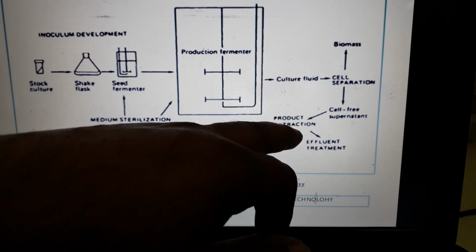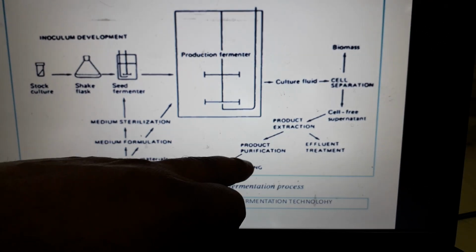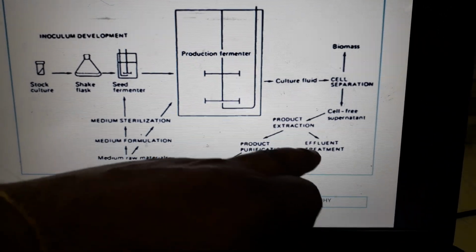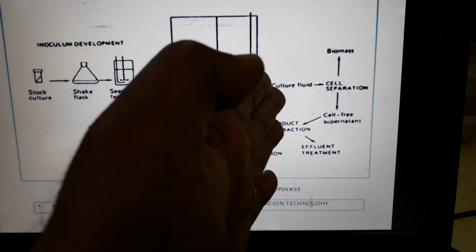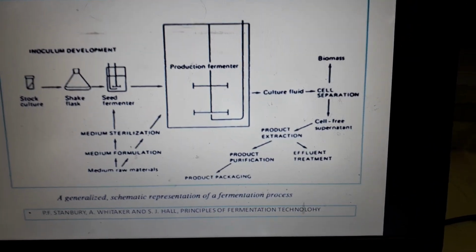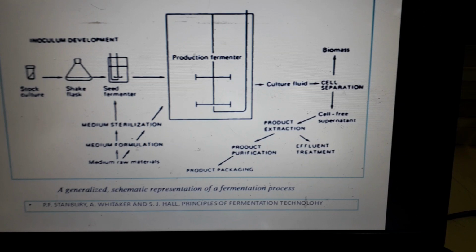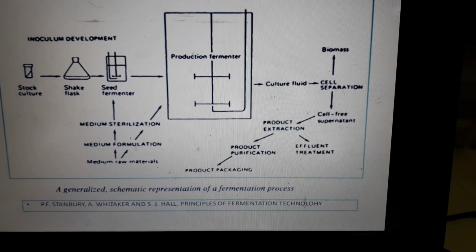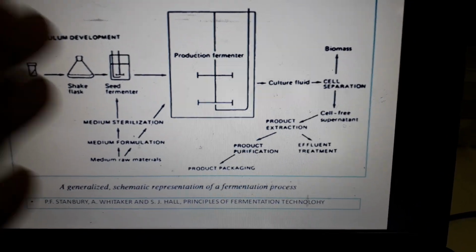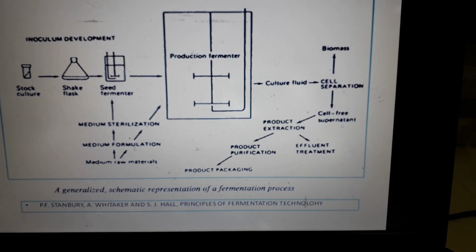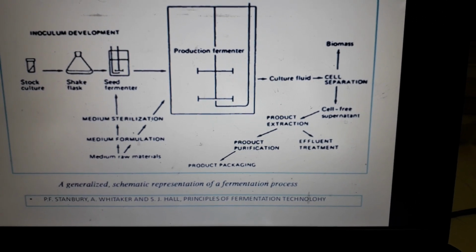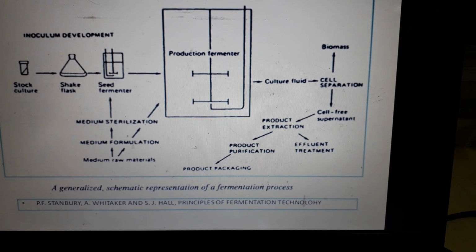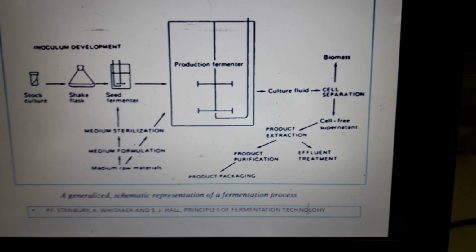After getting the product into the buffer, we go for purification and then packaging, and simultaneously the effluent is treated according to the norms. The part up to the fermentation is a different thing, and the techniques and processes used after the completion of the fermentation, after harvesting the broth, are covered in downstream processing. Downstream processing leads to product extraction, product purification, packaging, and crystallization. Everything comes into downstream processing.